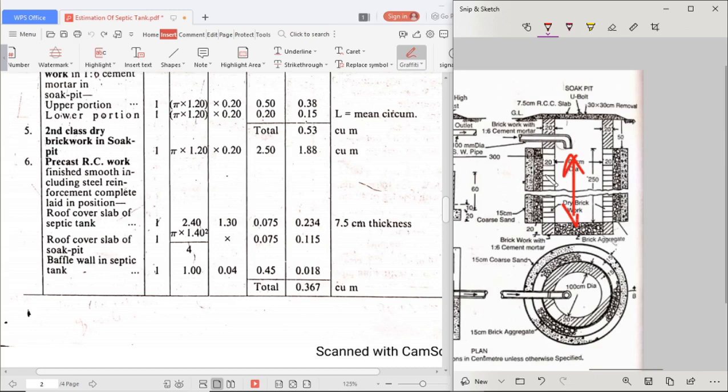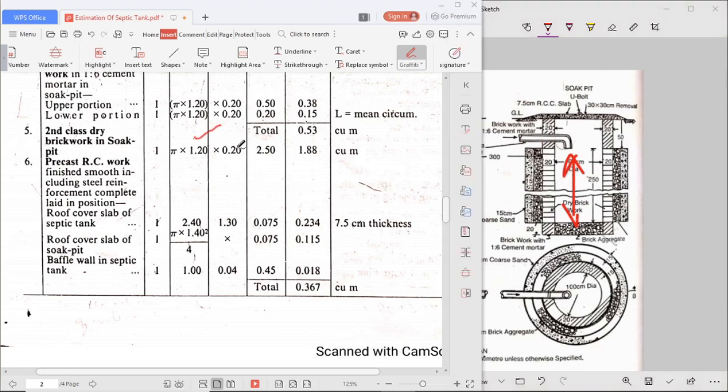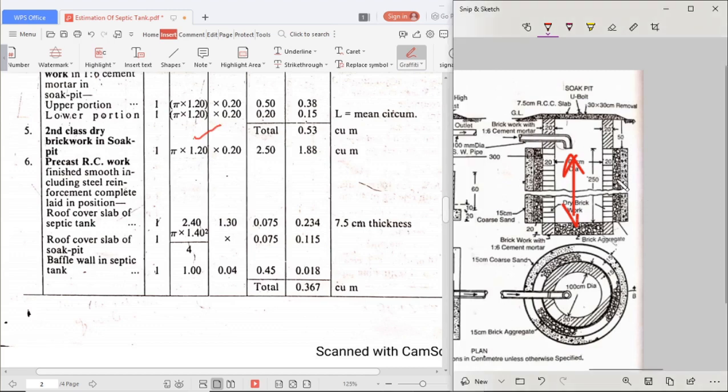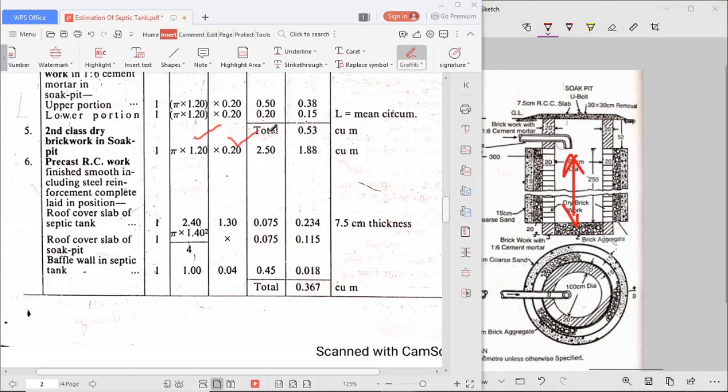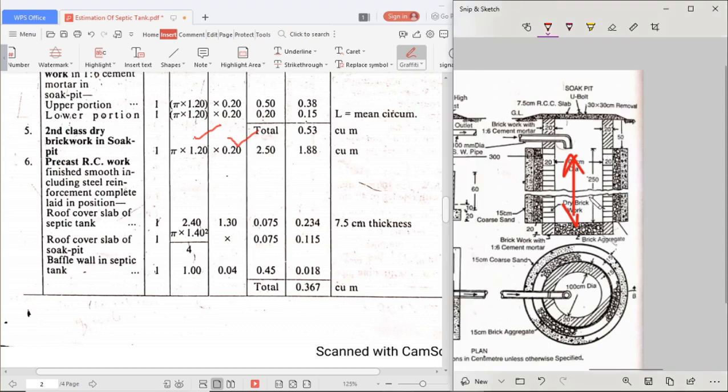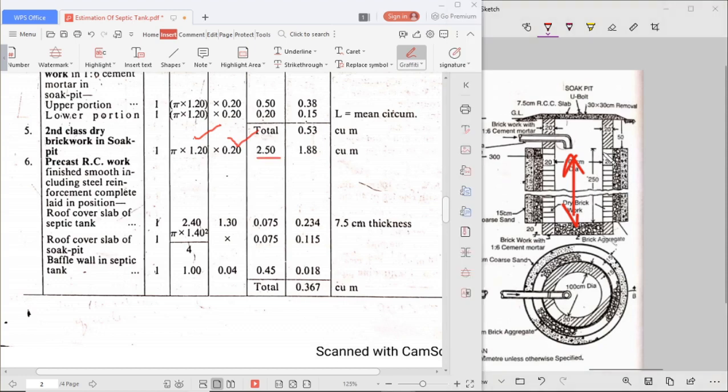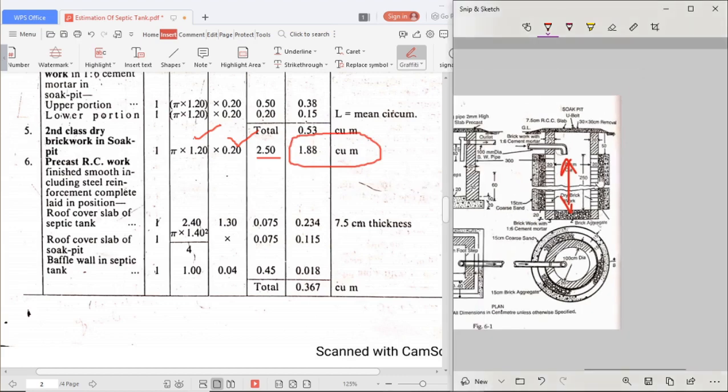Now we shall consider the dry brickwork portion. The length will be the same, that is pi into 1.20, into breadth or thickness, 0.20 only. And how much is it extended? Height 2.50, see here 2.50. When we multiply this we will get 1.88 cubic meter for second class dry brickwork in the soak pit.